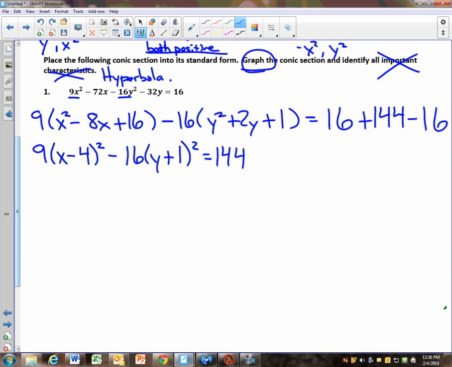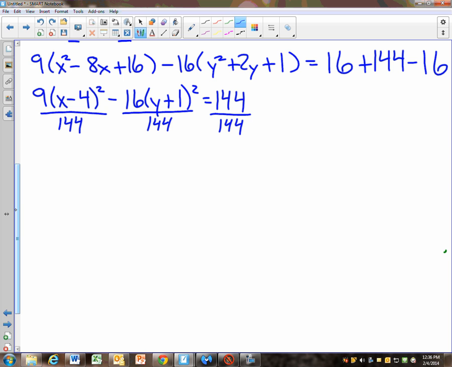But it has to be equal to 1. So therefore we divide it out. What is 9 over 144 reduced to? 1/16. So x minus 4 quantity squared over 16 minus, what is 16 over 144 reduced to? 1/9. Equals 1.